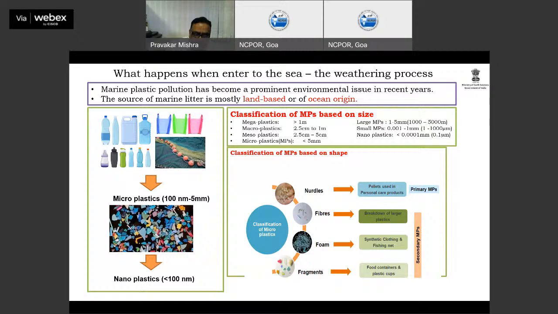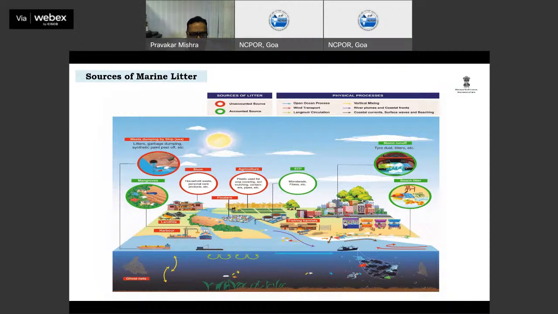And there are a number of sources to our coastal waters, and ultimately it is transported through the current system, as we saw, to the greater part of the deep ocean. So there are unaccounted sources as well as accounted sources. As I said, the wind can transport, the circulation can transport, the vertical mixing can mix it, and it can also settle. And the river plumes, coastal currents, surface waves, all the hydrodynamics that work in our coastal area can take the plastic particles to the deeper part of the ocean and can also make them move along the coast.